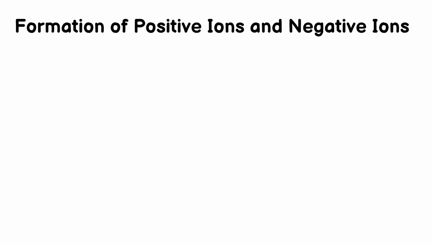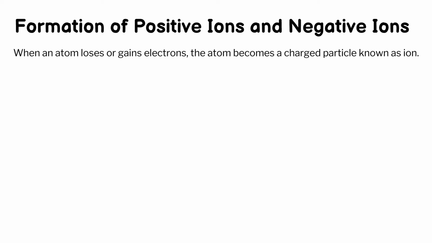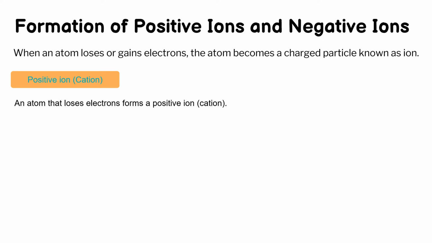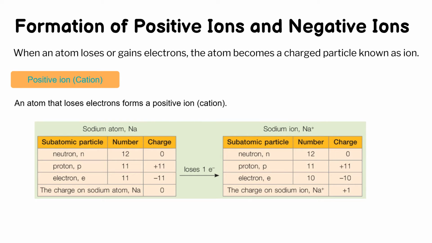Next, we move on to the formation of positive ions and negative ions. When an atom loses or gains electrons, the atom becomes a charged particle known as ion. First, we go to positive ion or cation. Cation means an atom that loses electrons to form a positive ion. For example, this is the formation of sodium ion. Basically, it is a sodium atom. So when it loses one electron, it becomes sodium ion.